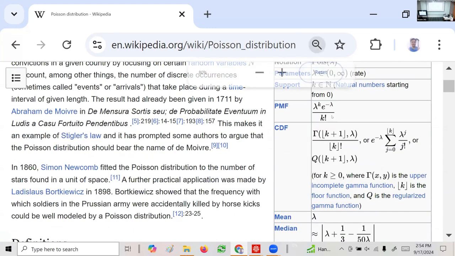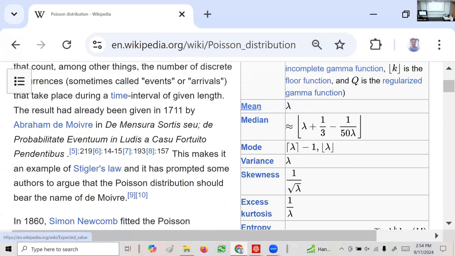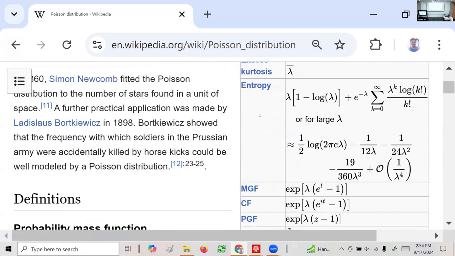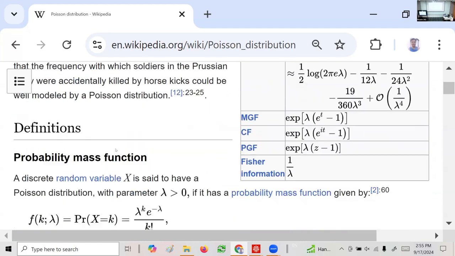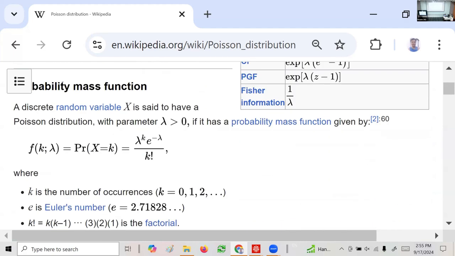Remember I wrote this down, right? Okay, it has that mean and variance. Its skewness is positive, right? Excess kurtosis, 1 over lambda, right? So all this, again, the probability mass function, in Mathematica it's called PDF, just the same.